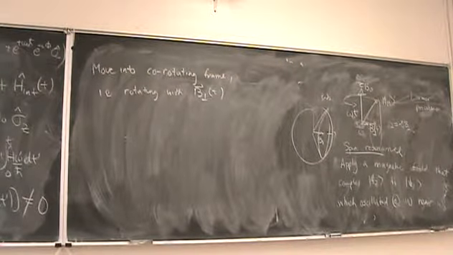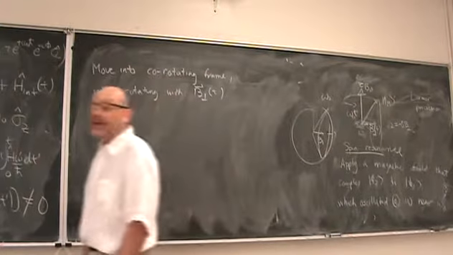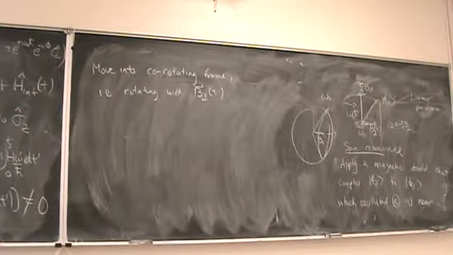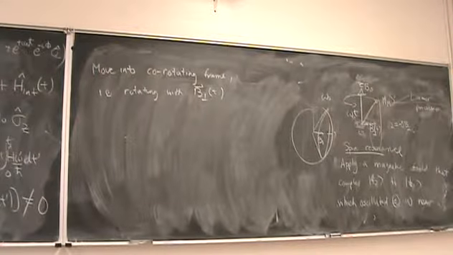In that reference frame, the magnetic field will be constant. And when the magnetic field is constant, the Hamiltonian is constant. And when the Hamiltonian is constant, Haydn's happy. All right? You should be too.